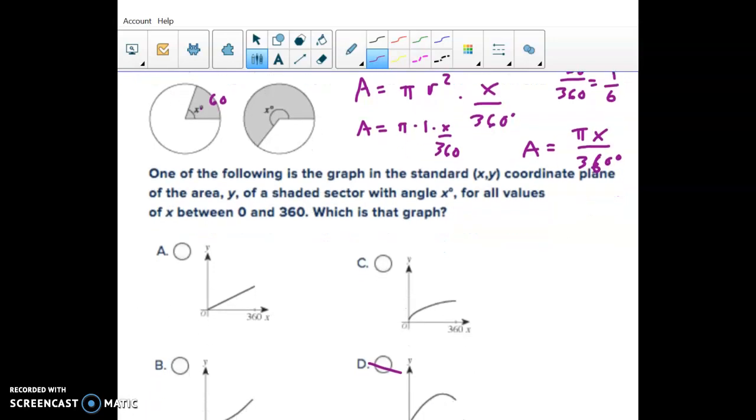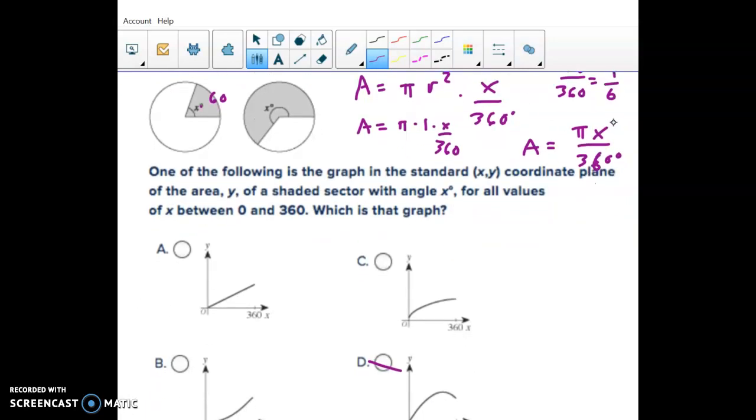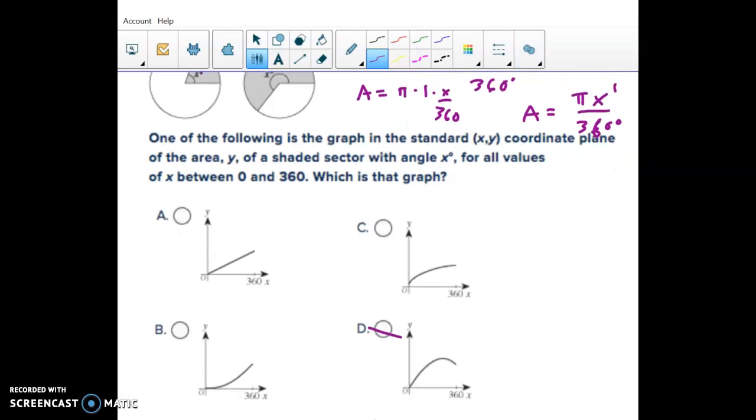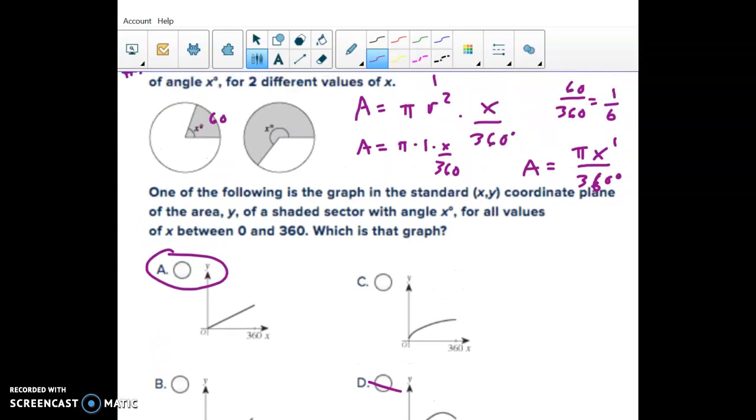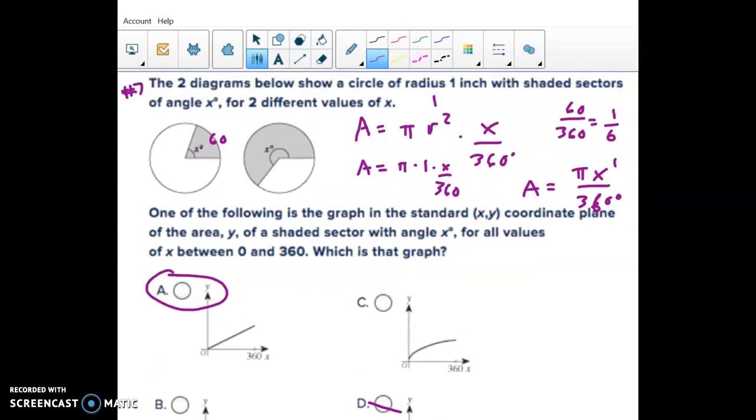Okay, and then the key there is we just have to match it up with one of the graphs. So part of this is to realize that since x is to the first power, it's going to be a linear equation, right? Which means the only graph that makes sense here is choice A. All right, so that one's kind of complex and has review of sectors and stuff, but I think the key is to know it's linear and then it matches with A.